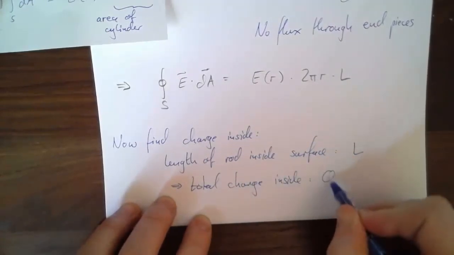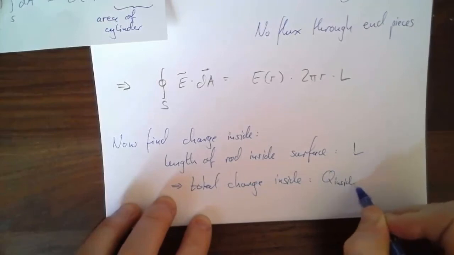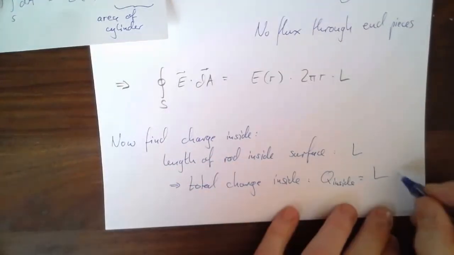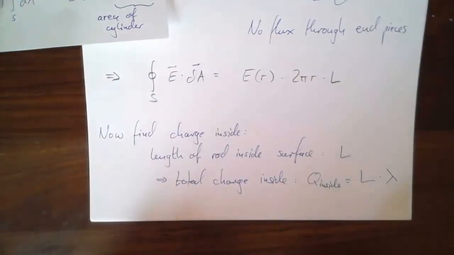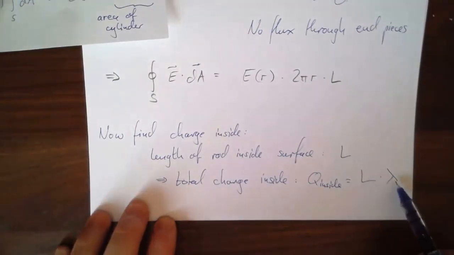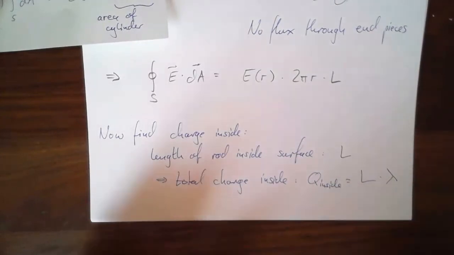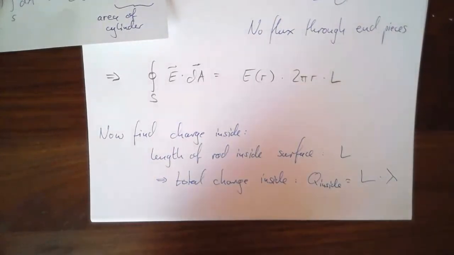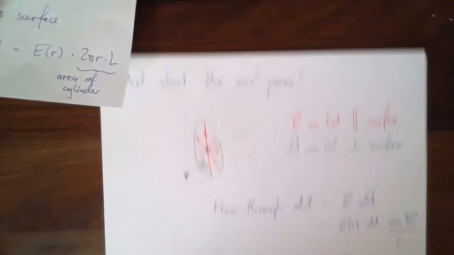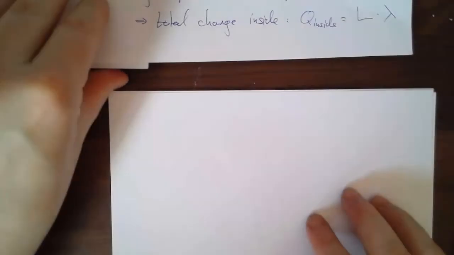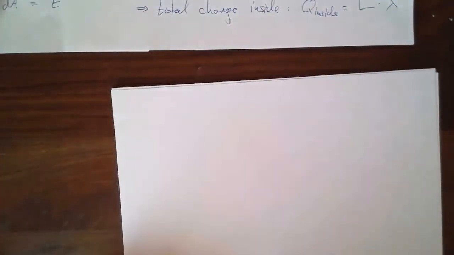So the total charge inside, Q inside, is going to be the length of the rod times how much charge you have per length. Right, this is 2 meters times 3 coulombs per meter, which makes 6 coulombs inside. Okay, done. Now, let's go to step 5. Write down actual Gauss's law, rearrange it.